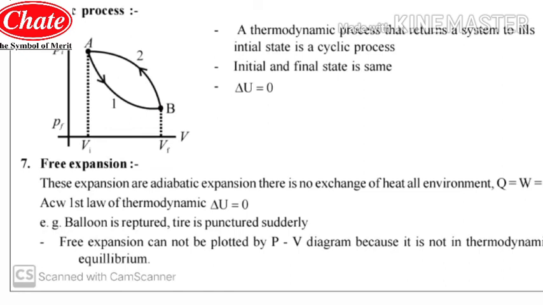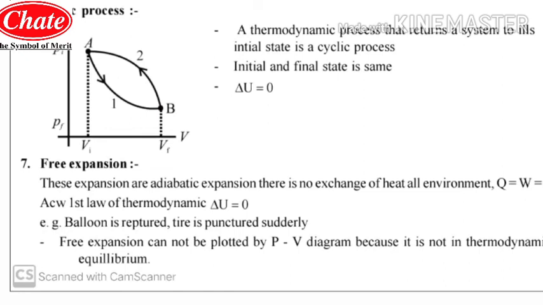Now the free expansion, which is an adiabatic expansion: there is no exchange of heat with the environment. So Q will be 0, W will be 0, and according to the first law of thermodynamics, delta U will be equal to 0. For example, when a balloon is ruptured, suppose you prick the balloon with a pin, the balloon will lose all its air suddenly. This is one of the examples of free expansion.